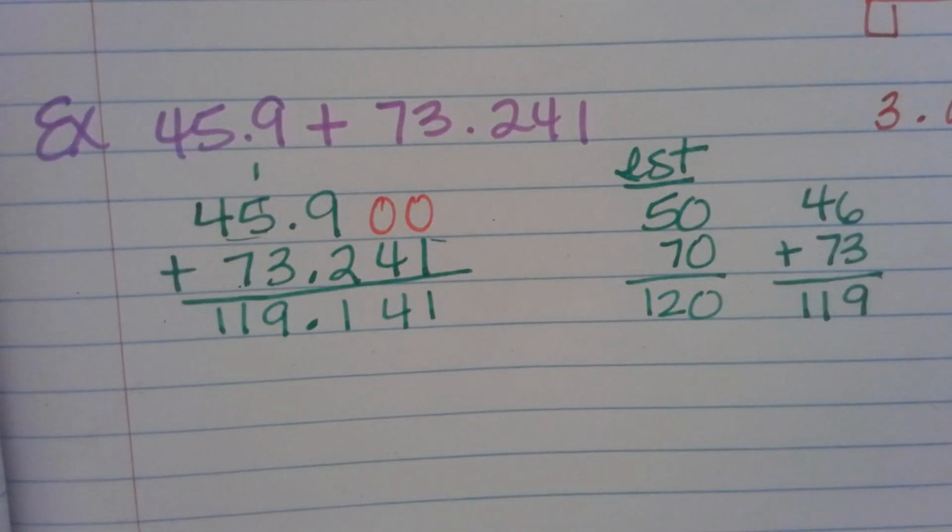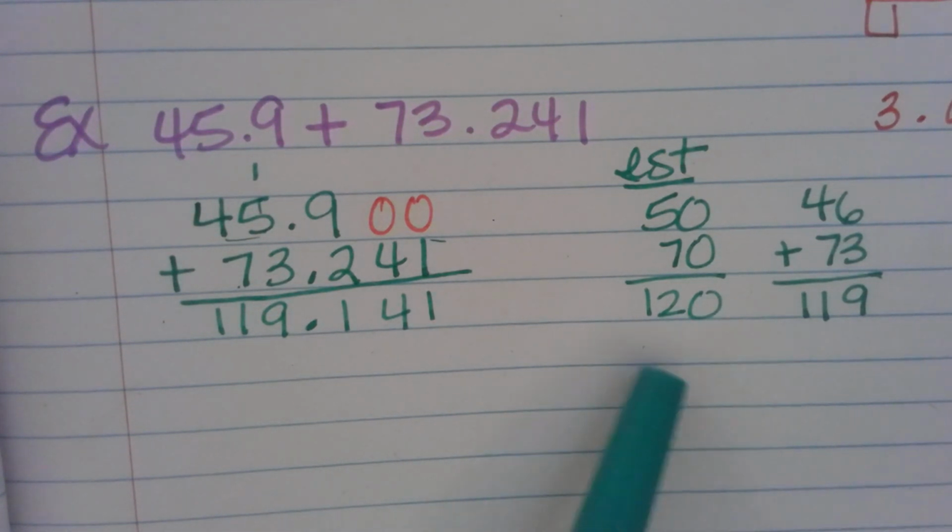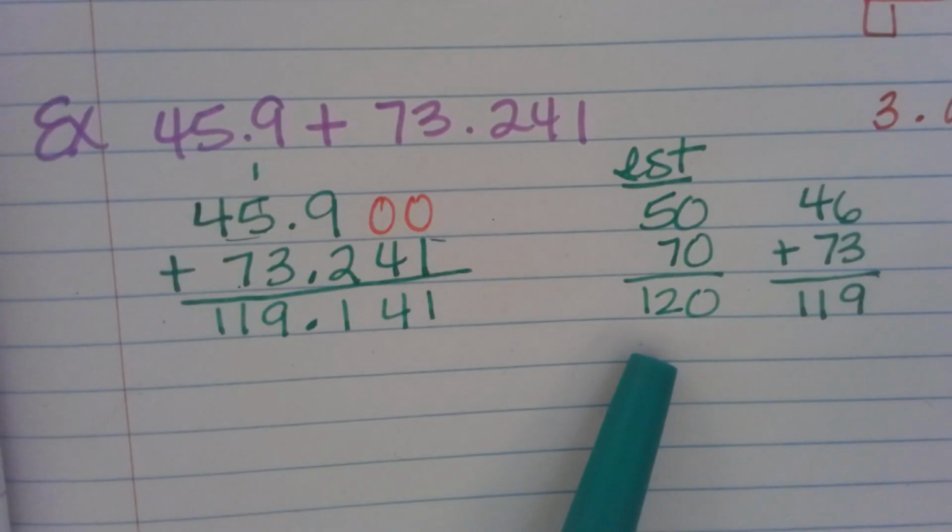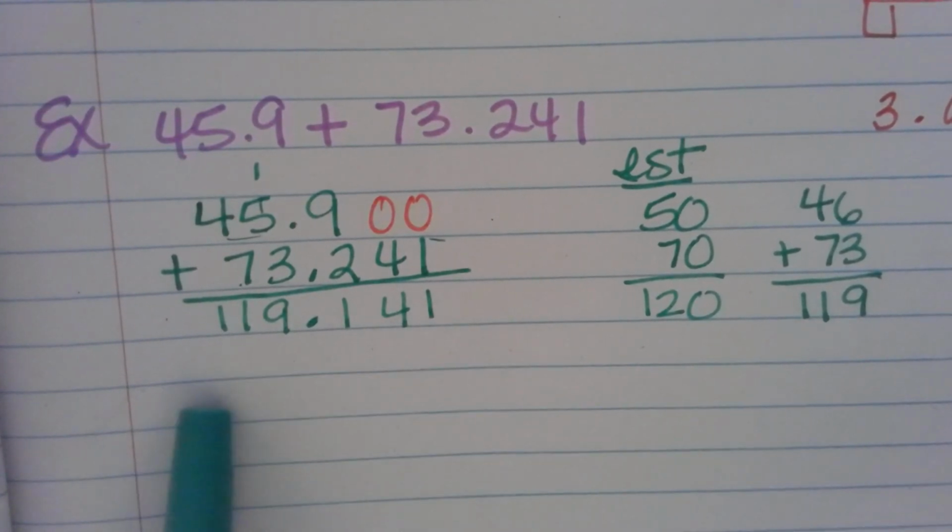So I got 119 and 141 thousandths. Well, that's a mouthful. Anybody get something different? Are we good? And I mean, it's pretty close. The 120 is probably the best bet if we wanted to kind of round up.